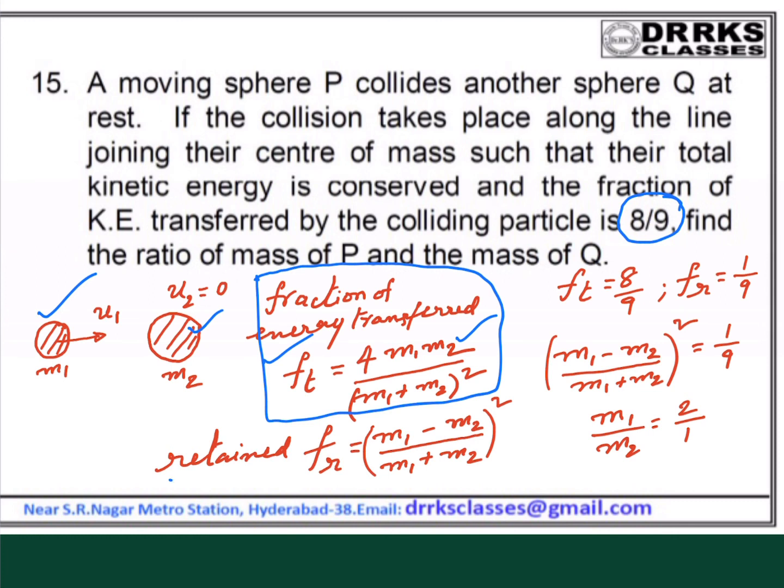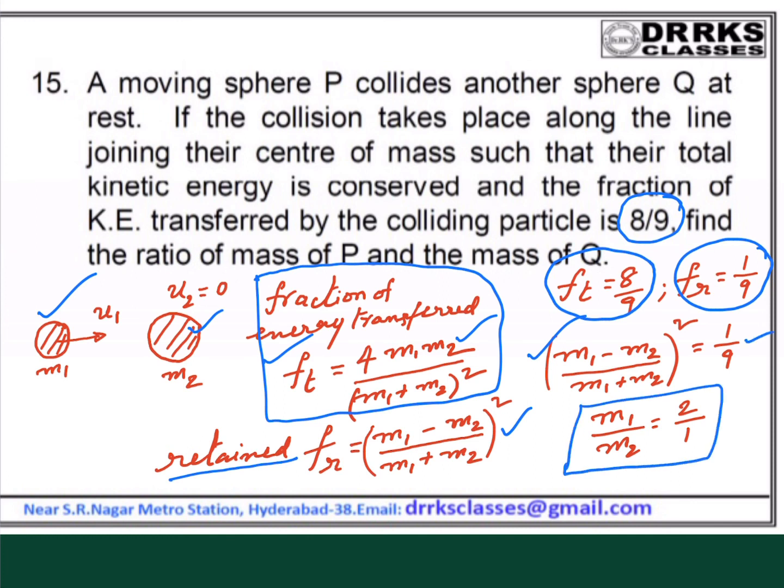So the fraction of energy retained is (m1 - m2) by (m1 + m2) whole square. So if the fraction of energy transferred is 8/9, retained is 1/9. So (m1 - m2) by (m1 + m2) whole square is 1/9. From that you can easily get m1 by m2 is 2/1. Okay, so it's very easy when you take the second formula instead of the first formula.